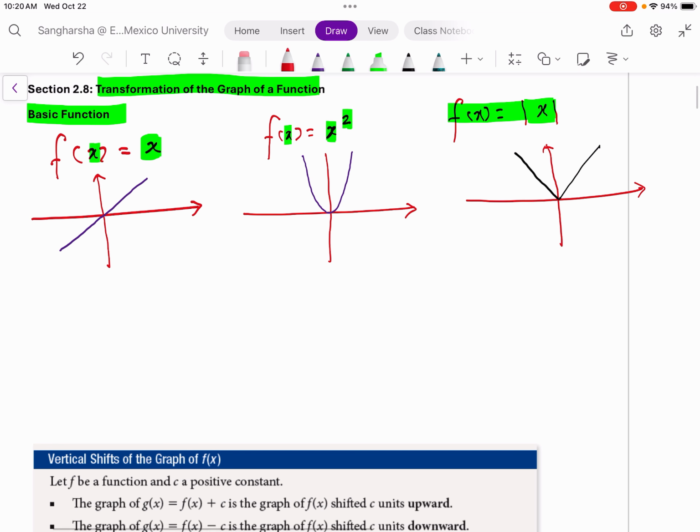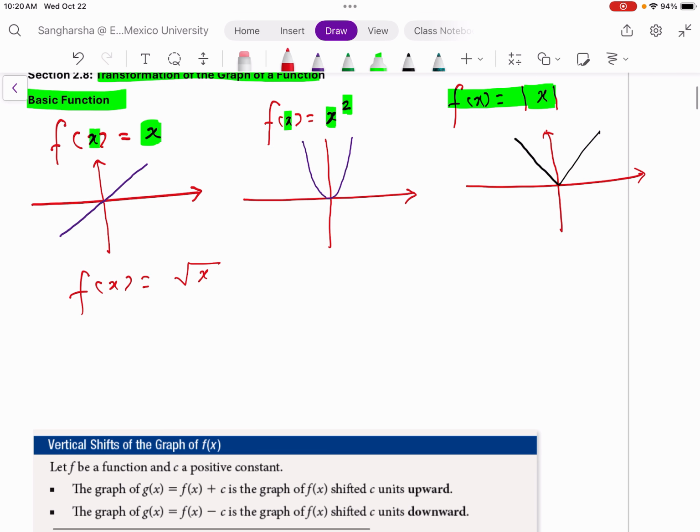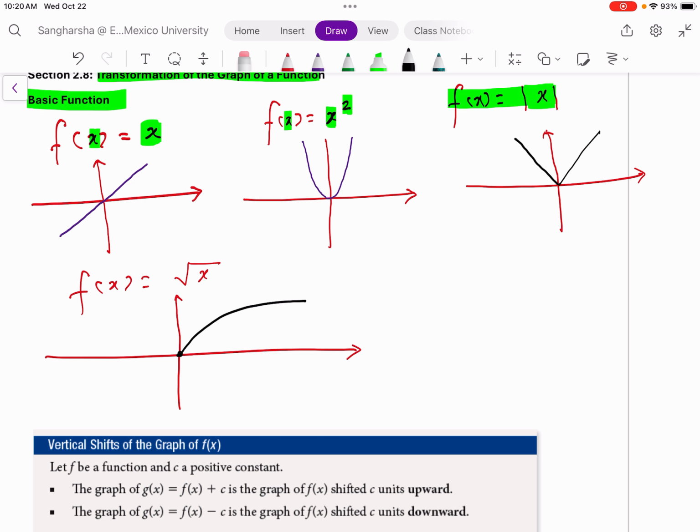Next, if our function f of x is the square root of x, this is the square root function. If we have the square root of x as a function, then our graph starts from 0 and it goes like this. This is a graph for a square root function. Every square root function has a graph that is very similar to this one. Not exactly, but they look very similar.